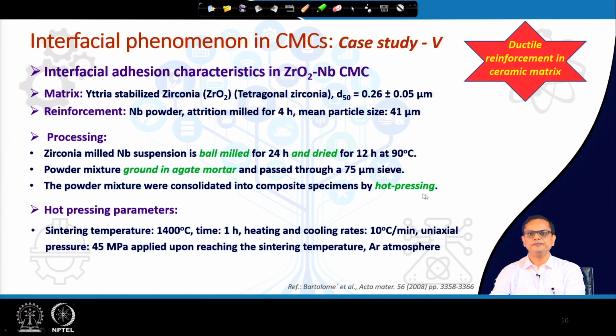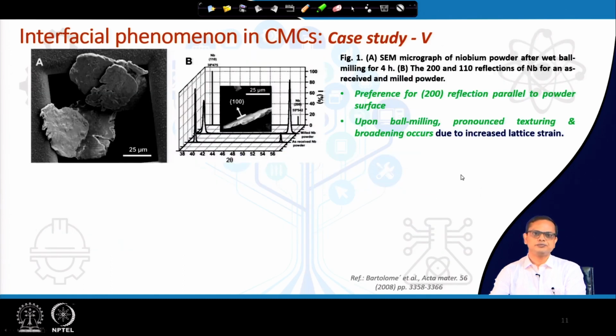I am not going into that. Now, if you look at the initial particle microstructure, these are niobium particles. After ball milling, you can see those become flaky. Obviously, after ball milling, because of plastic deformation in between the balls, the powder particle morphology becomes flaky, as you can see here.